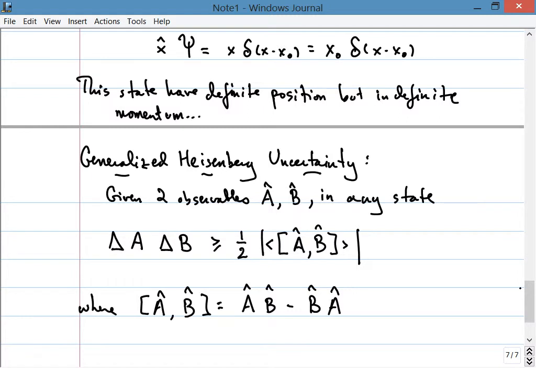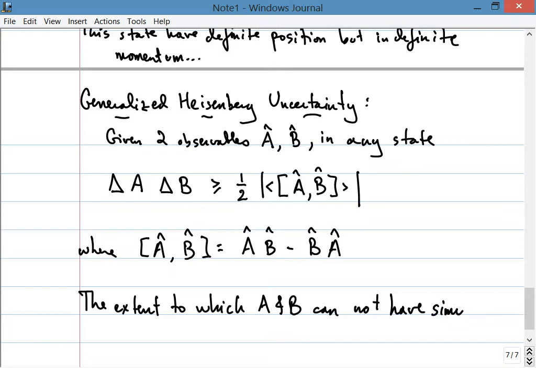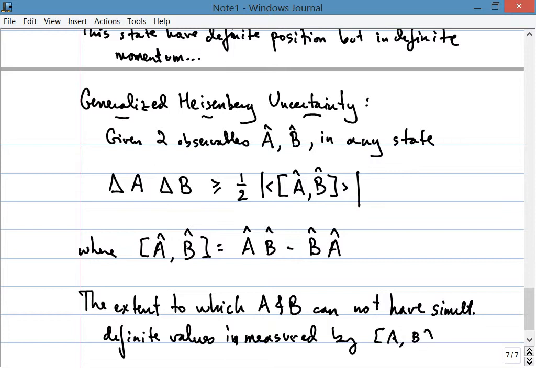Okay. Just to say that again, the extent to which A and B cannot have definite values simultaneously is measured by their commutator. Okay. And I suppose I need hats on everything.